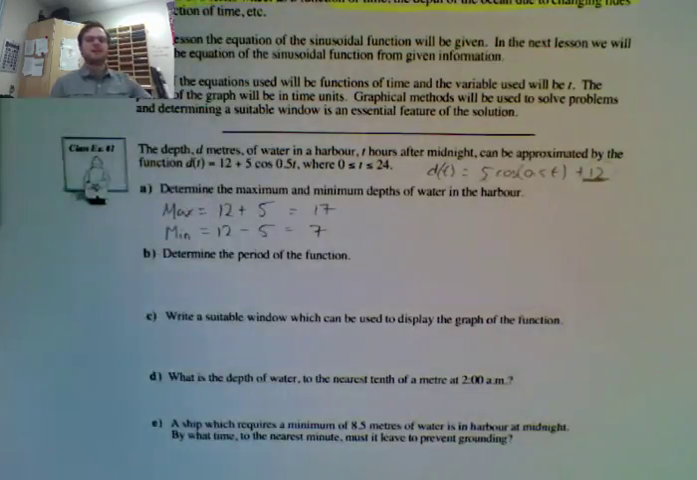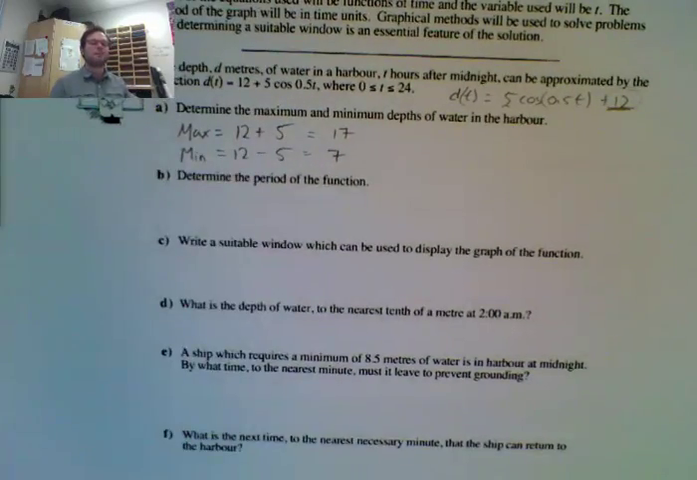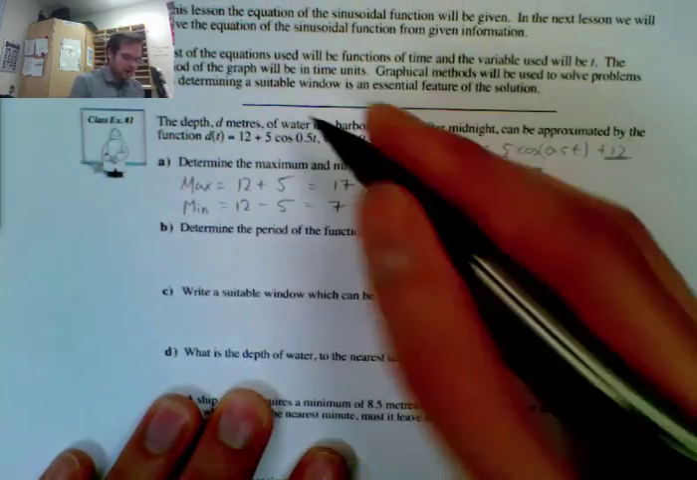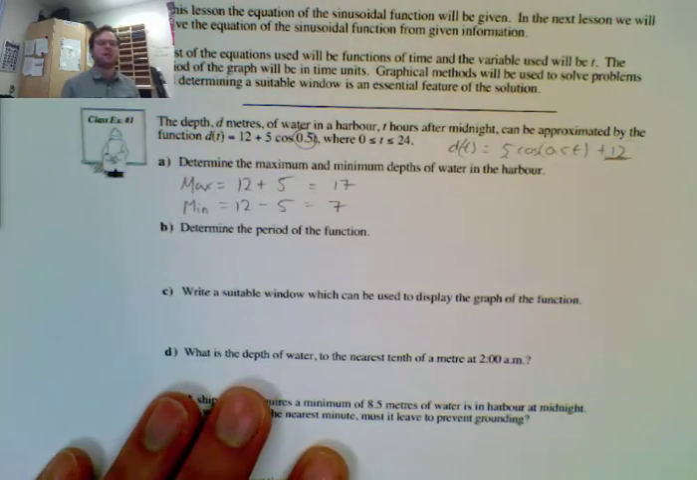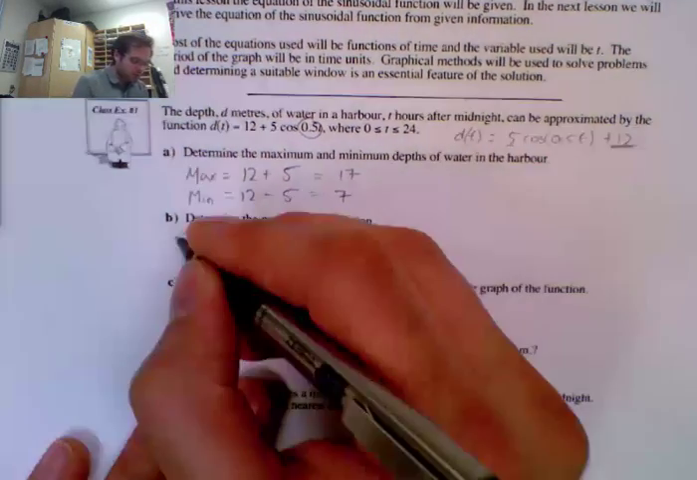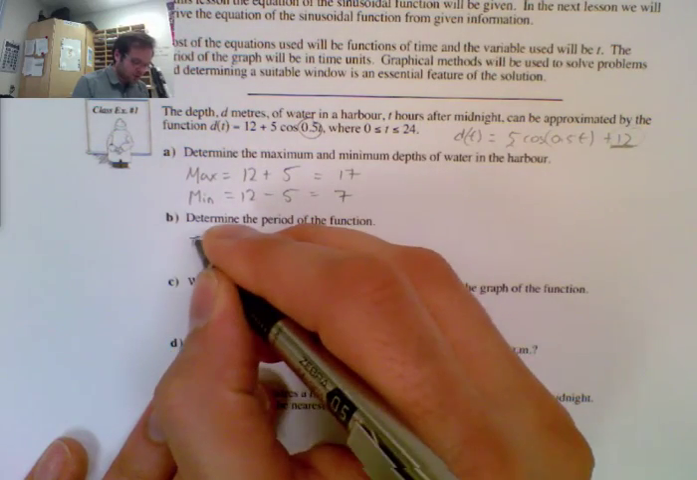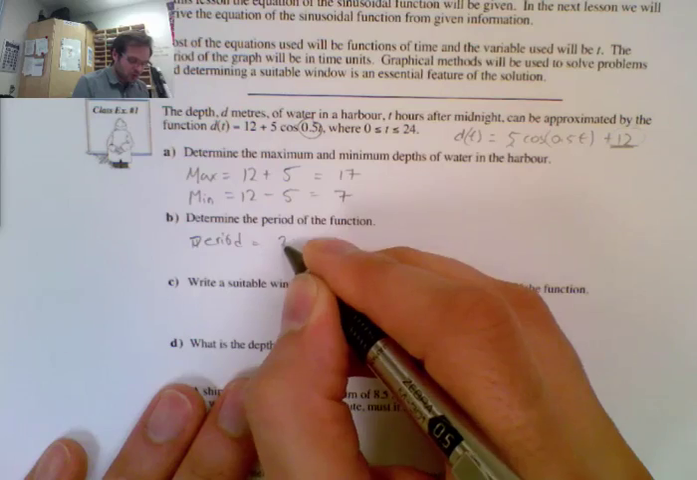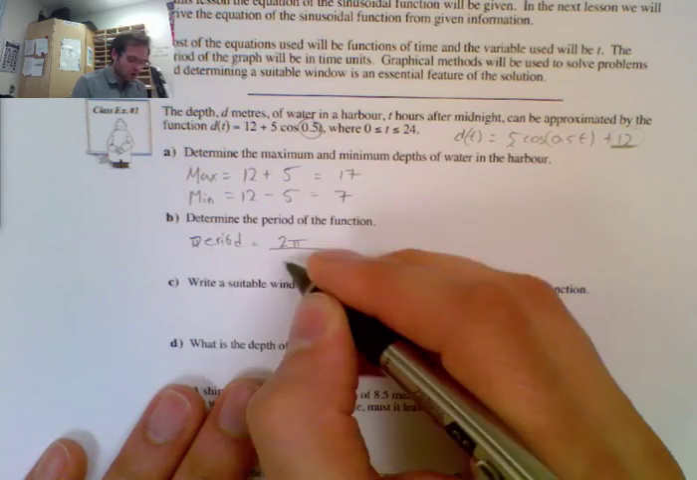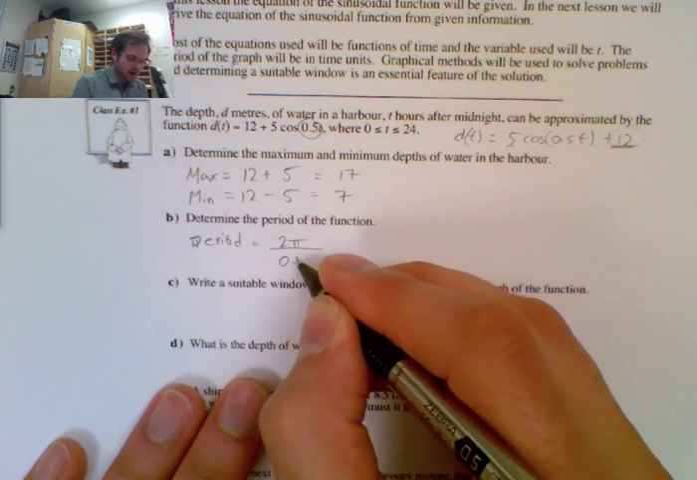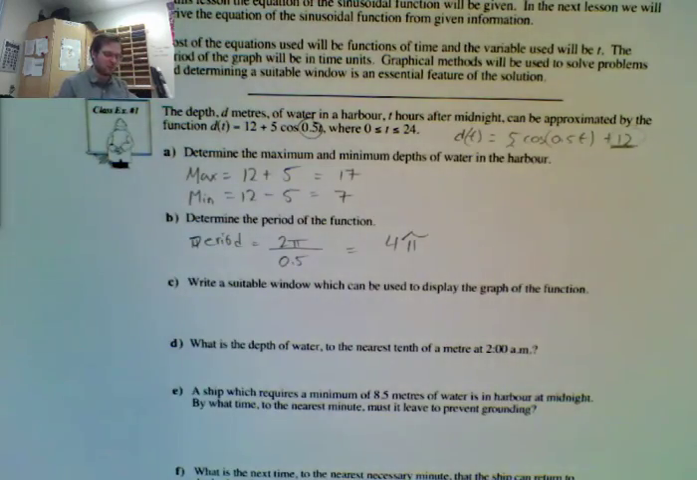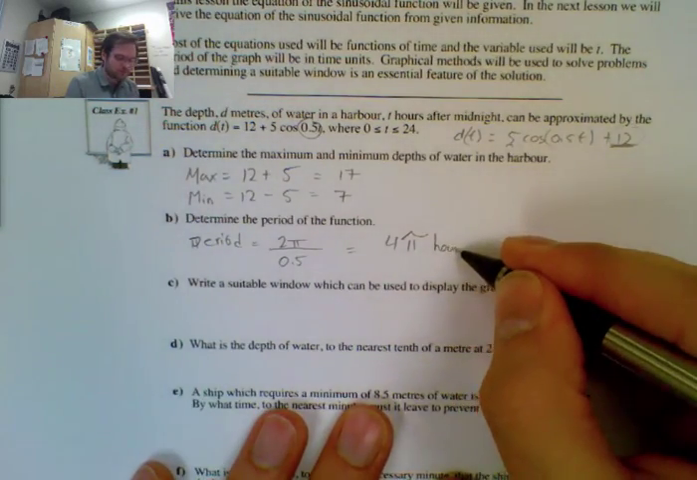Okay? Next, it wants us to determine the period of the function. Well, for my period, we have to know my b value. My b value is 0.5. So period is equal to 2 pi all over b, which is 0.5, which is going to give me 4 pi is my period. So 4 pi hours. Okay?